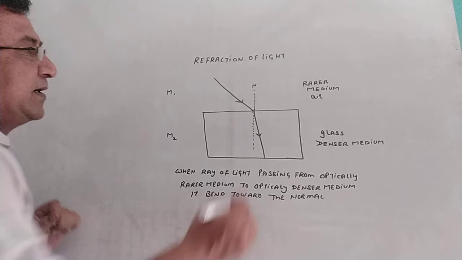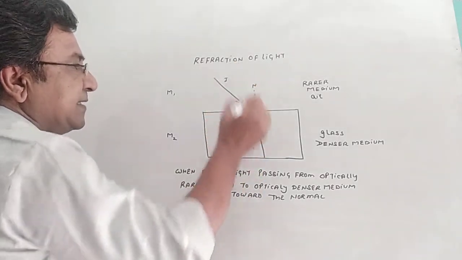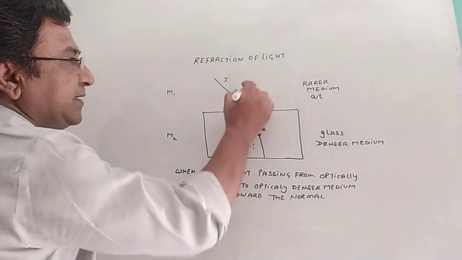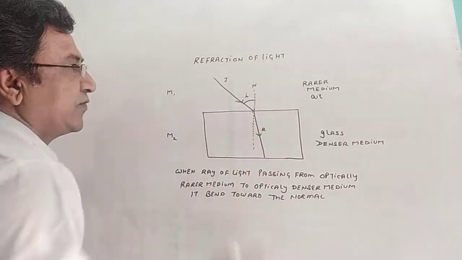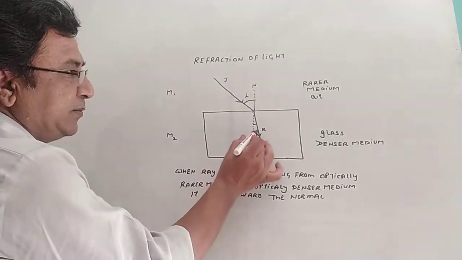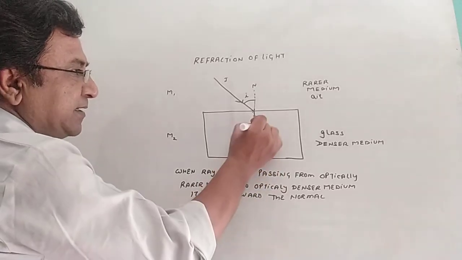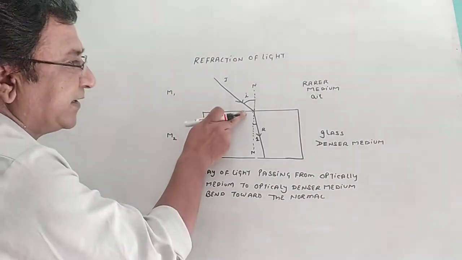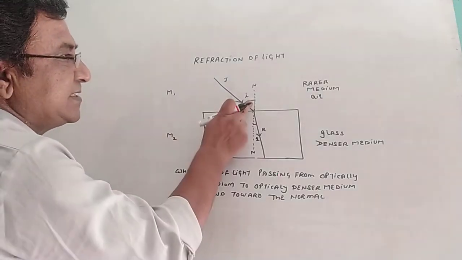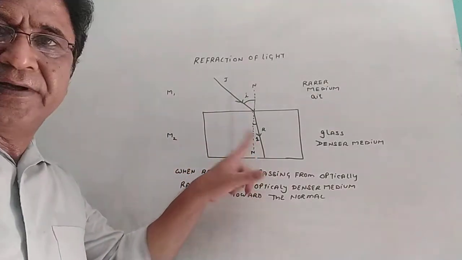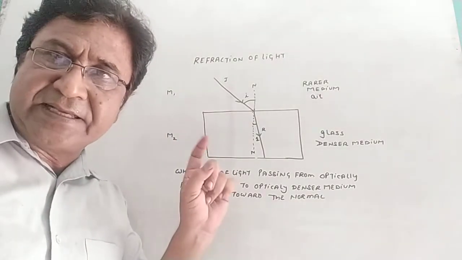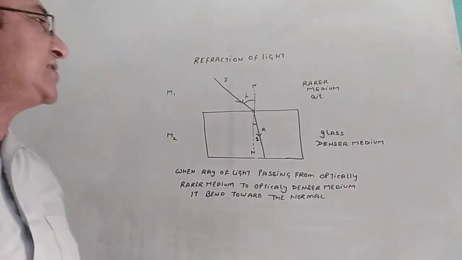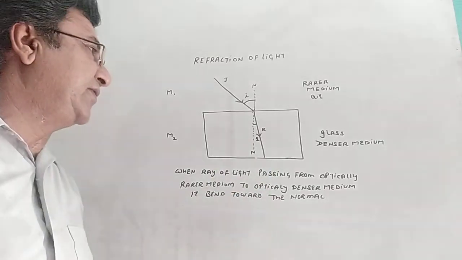So in this case, what will happen? This is the incident ray and this is the refracted ray. Now the angle between the incident ray and the normal is the angle of incidence. And the angle between the refracted ray and the normal is the angle of refraction. So when the ray is passing from optically rarer to optically denser medium, the angle of incidence will be more as compared to the angle of refraction. They are not going to be equal as we discussed in the reflection of light. In this case, the angle of incidence will be more and the angle of refraction will be lesser.